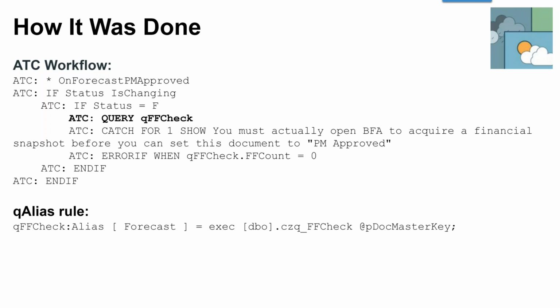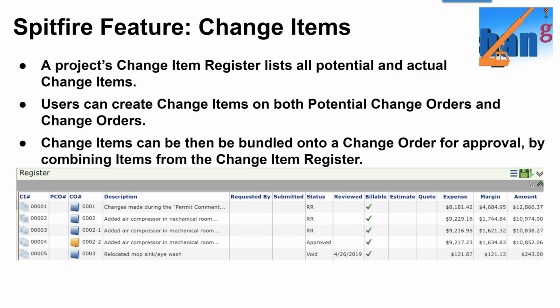Okay. So the next topic we're talking about is change items. Changes obviously happen all the time in projects, and we're talking about changes on the level of the owner change order or the client change order. People call these things different things.